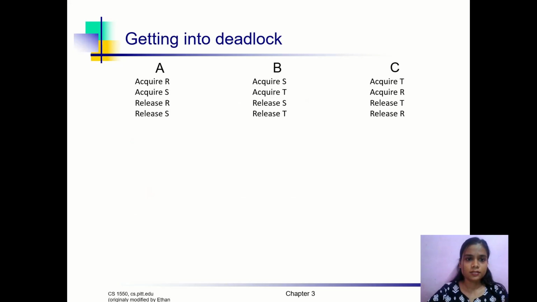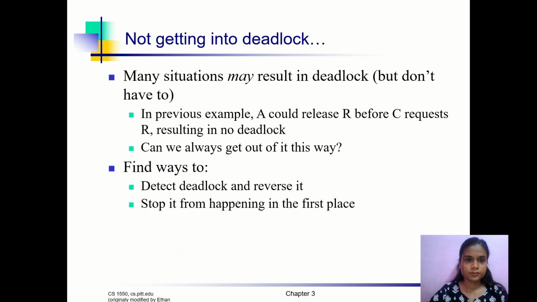Getting into deadlock, and not getting into deadlock. Many situations may result in deadlock but do not have to. In the previous example, A could release R before C requests R, resulting in no deadlock. Can we always get out of it this way? Find ways to detect deadlock and reverse it, or stop it from happening in the first place.